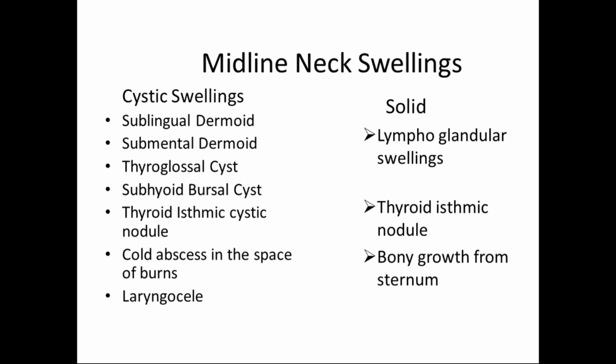So again, the midline neck swellings. What are the cystic swellings you expect, and what are the solid swellings? Cystic ones are sublingual dermoid, submental dermoid, thyroglossal cyst, subhyoid bursal cyst, thyroid isthmus cystic nodule, cold abscess in the space of Burns, laryngocele. Solid includes lymph glandular swellings, lymphadenopathies, thyroid isthmus nodule, bony growth from the sternum.